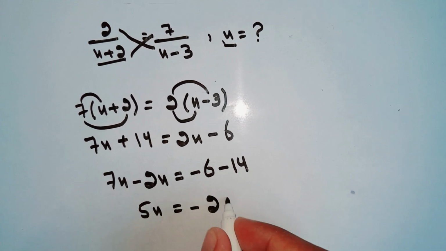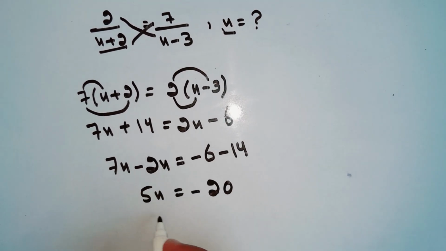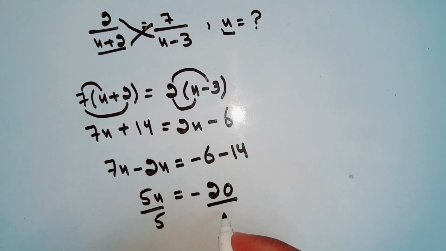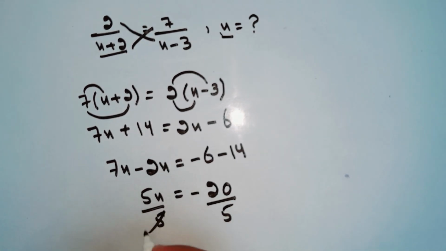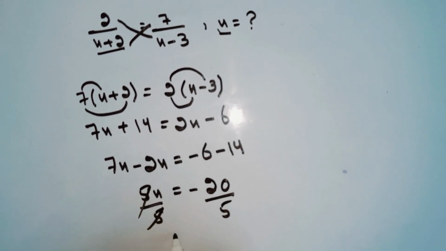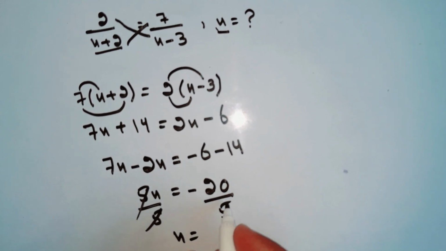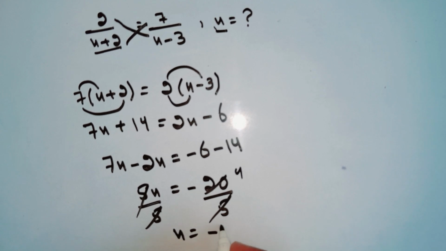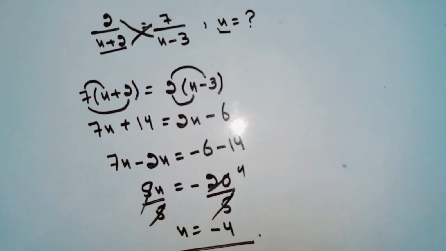minus 20. So now here we divide both sides by 5, divide this side and divide this side. So 5 and 5 cancel, so x is equal to minus 20 divided by 5, 5 fours are 20. So x is equal to minus 4. This is our answer.